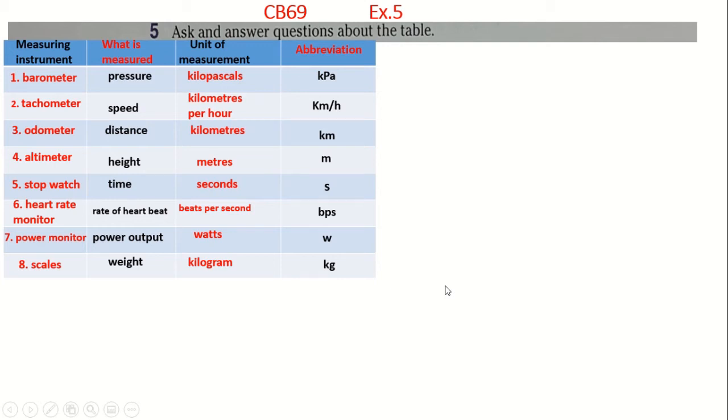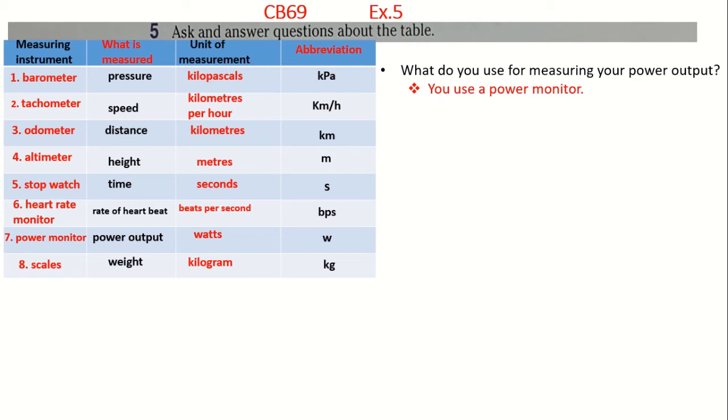Now, we can ask questions about any of the items in the different columns. Can you think of any question about the table? Good. We can ask questions like, what do you use for measuring your power output? And what is the answer? Good. The answer is you use a power monitor. Or you can have, what does kPa stand for? And what is the answer? The answer is kilopascal. It stands for kilopascals.